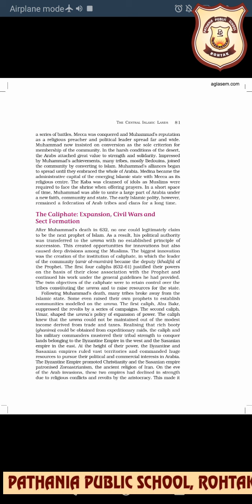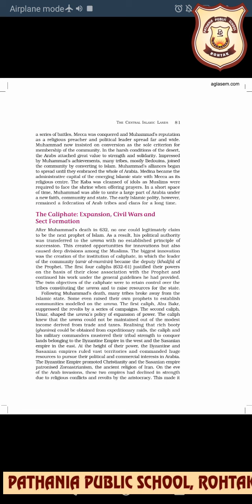And the second Caliph Umar shaped the Ummah's policy of expansion of power. The Caliph realized that the Ummah could not be maintained out of the modest income derived from trade and taxes, because at that time there was moderate income, they did not have that large amount of income, and they were even spending on the wars and on suppressing the revolts. So, realizing that rich booty could be obtained from expeditionary raids.